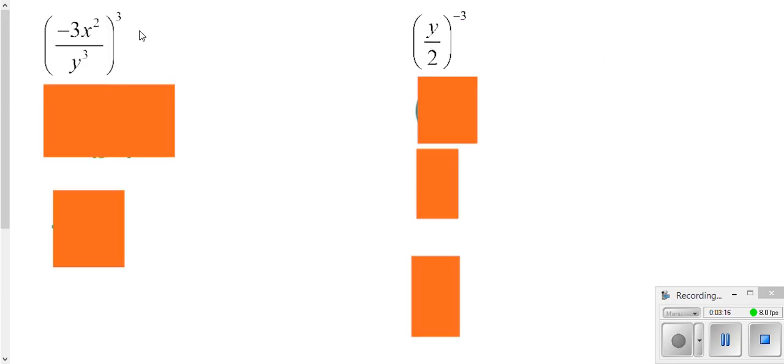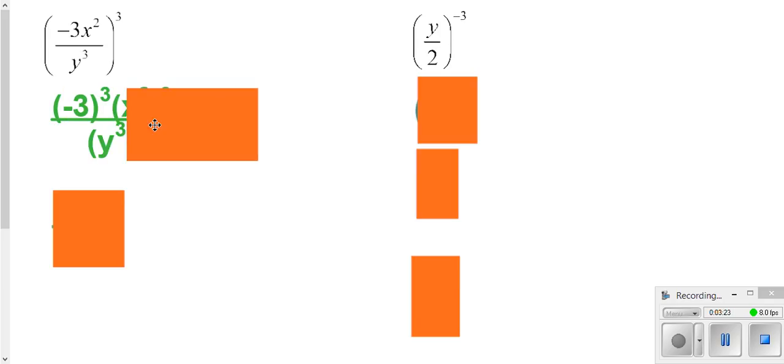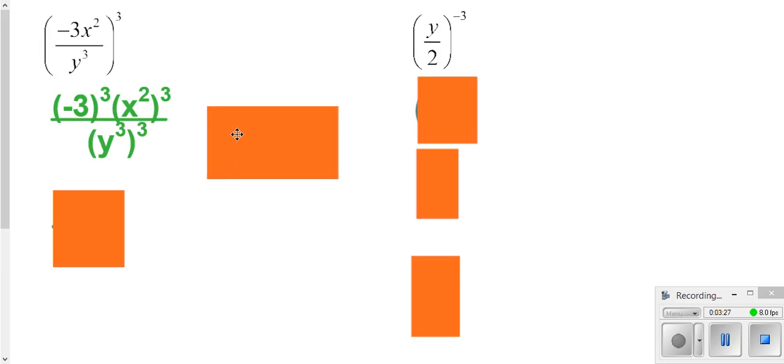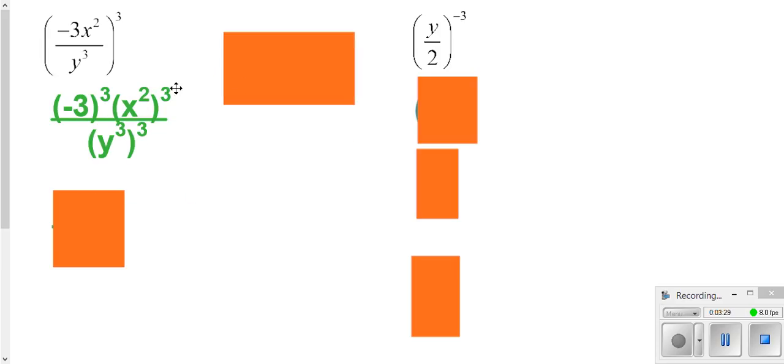And here, we should be able to apply our exponent to each part on the inside. So you'd have a negative 3 cubed, an x squared all cubed, and a y cubed in the bottom all cubed. Exponents raised to an exponent, so you could go ahead and multiply those. So you get a y to the 9th in the bottom, an x to the 6th, and then work out negative 3 times itself 3 times, and you get negative 27.